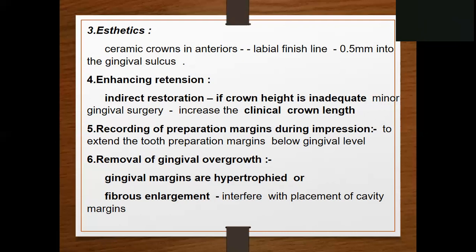The gingival margins that are hypertrophied. In perio, last year you have studied that there are various conditions that affect the enlargement of the soft tissue. For example, in case of any drug-induced cases, there is hypertrophied gingiva. So for that condition, the removal of the overgrowth of gingiva has to be done. When it comes to the restorative procedure, when it affects the placement of the cavity margins or the placement of the restoration, then these enlarged gingival margins have to be removed surgically.